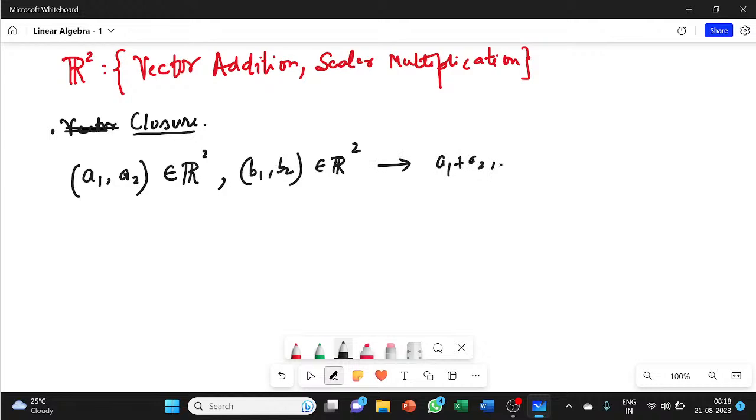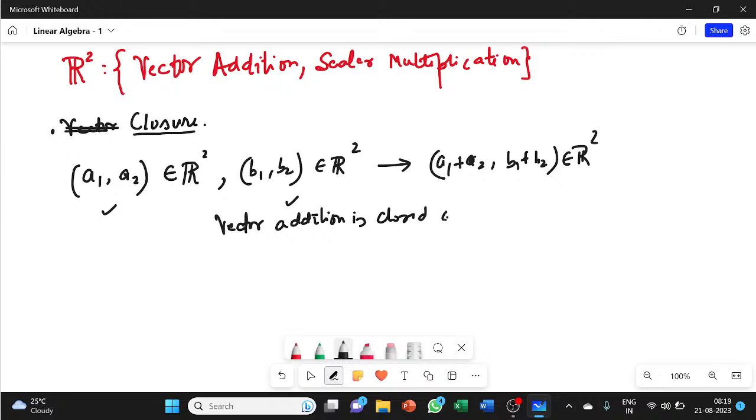where are they going to lie? Again they are going to lie in R square only, isn't it? So if I take two elements in R square and add them up, I'm going to get another element in R square only. So I would say my addition as an operation is closed. This is what I mean when I say closure. So closure holds, isn't it? The first thing is that closure will hold.